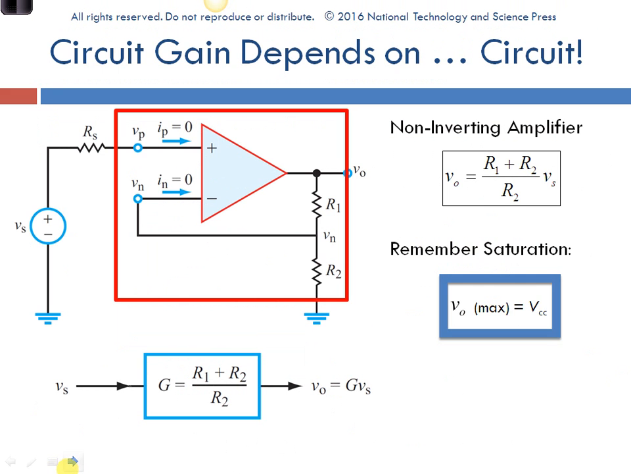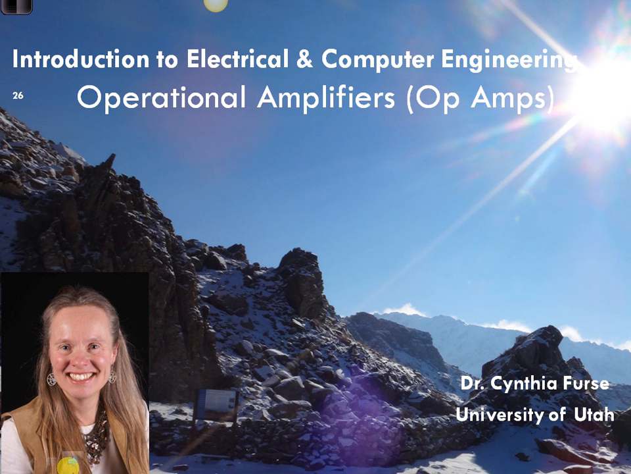So remember that the circuit gain depends on the circuit. Here's the gain, we just derived it. Remember, saturation is going to take over too. We can't make this gain just as large as we want. It's controlled by the power supplies that we put on this op-amp. And again, back to our wild horse corral.